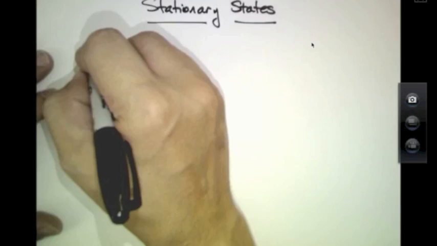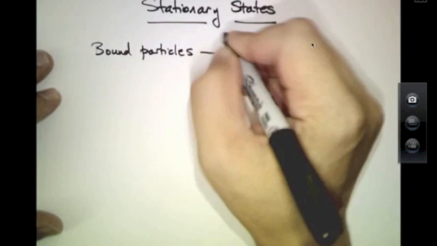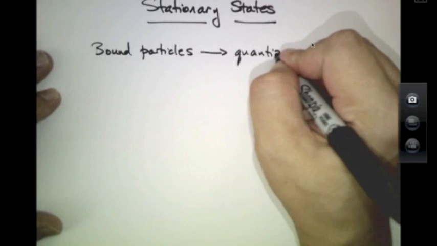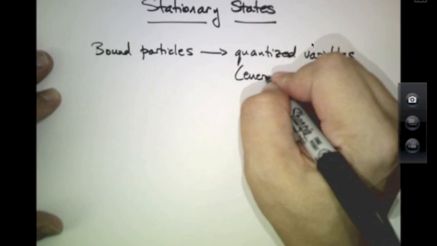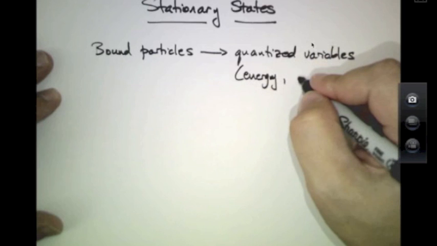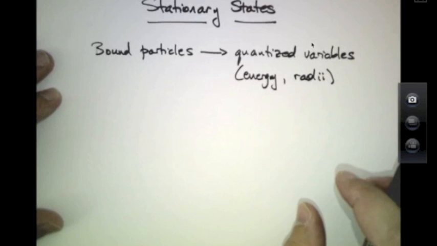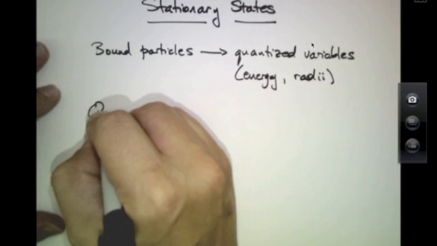But we saw that bound particles in the Bohr model led to quantized variables. That meant either energy, or in the case of the atom in the Bohr model, the radii of orbits. We're going to see that this is a general property of all bound systems or all stationary states, like the analogous concept of the Bohr model, and this comes from something very simple.